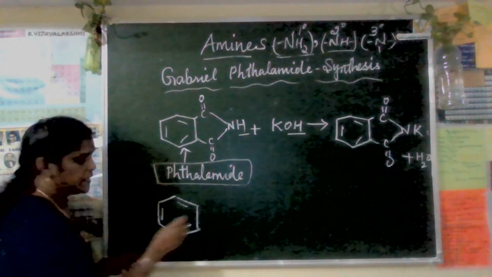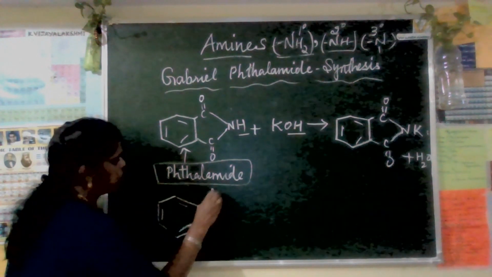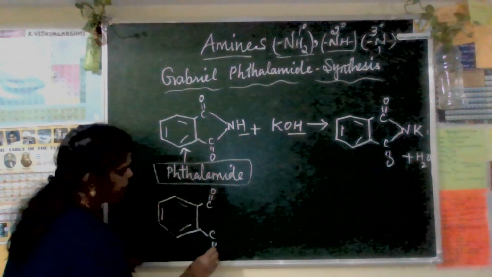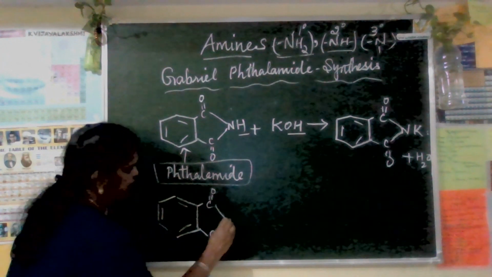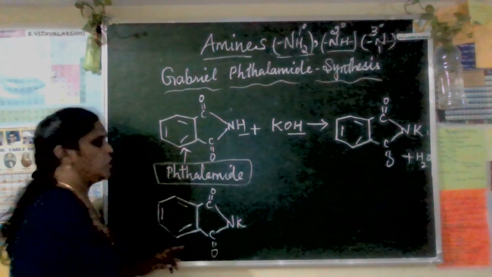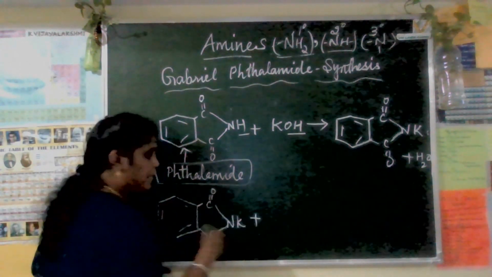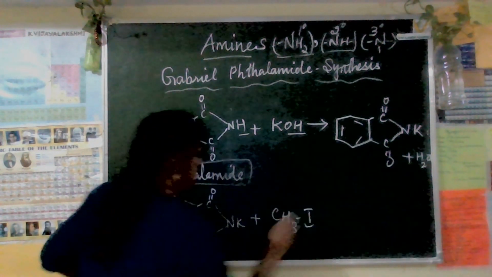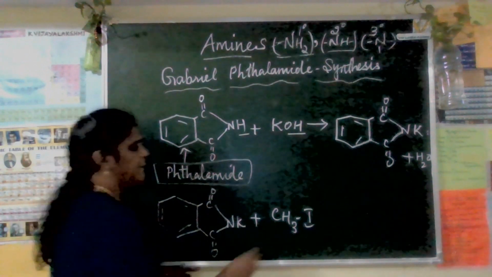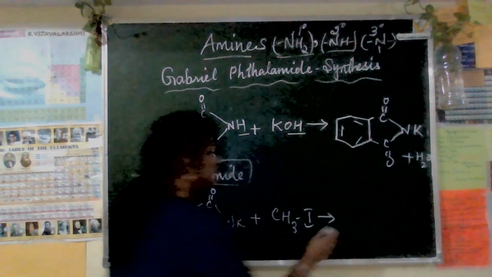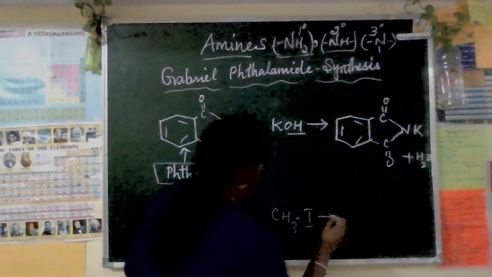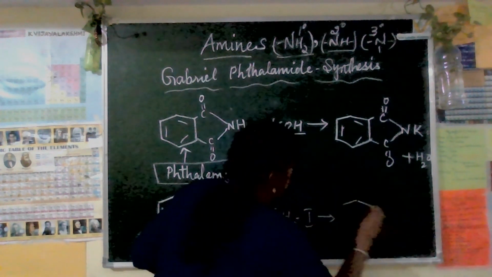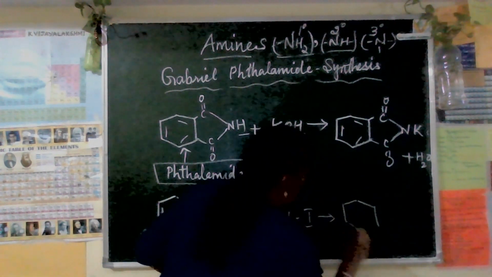Is it visible? Yes. C double bond O and this is C double bond O, and these both are connected with N K. So potassium phthalamide combined with methyl iodide. Okay, now what happened? You are getting methyl phthalate. Okay, so you will get this compound.